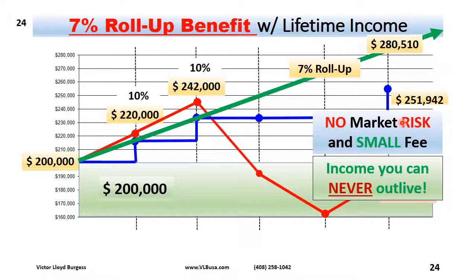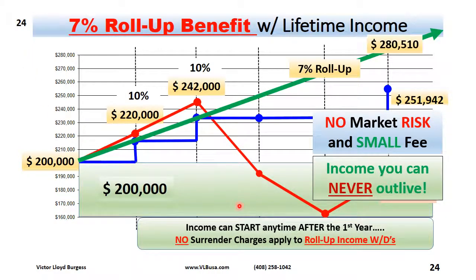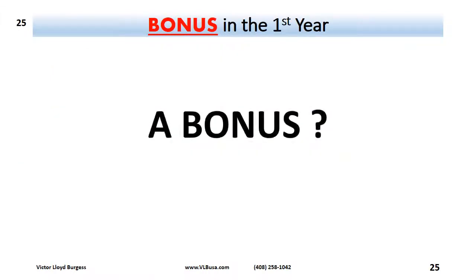You have no market risk. You pay a very small fee. And income you can never outlive because part of that guarantee is lifetime income. Not bad. Are we getting even more happy if we can be? Income can start anytime after the first year. Again, you buy a 14-year contract to get those bonuses and increased cap rates. Doesn't mean you can't start your income after 14 years. You can start it after the first year. No surrender charges apply on a roll-up, income, or withdrawal.